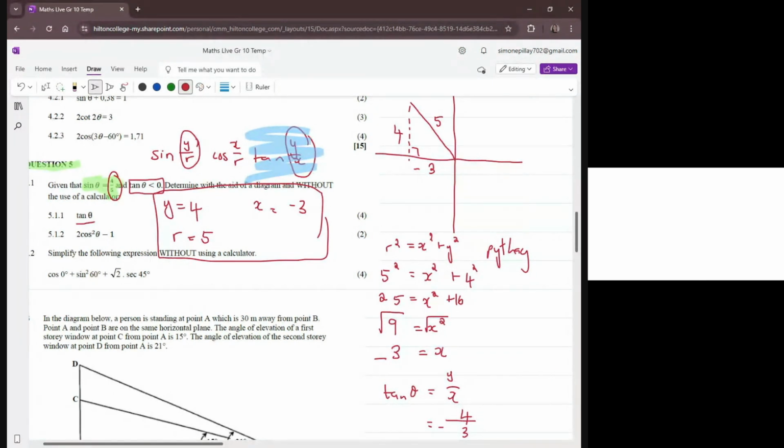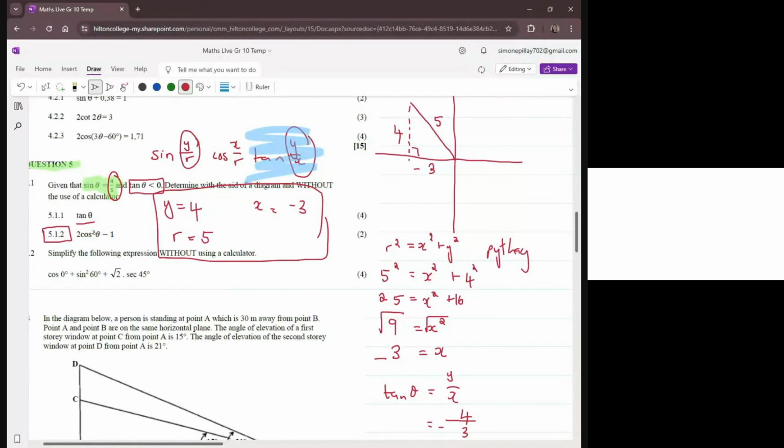Great. Now, I'm not going to do 5.1.2 with you guys right now, because I'm hoping that you guys already have the principle down. You're literally going to write 2 cos squared theta minus 1. You're going to substitute in the values of cos, which is x over r. It's going to be squared. You're going to calculate what that's going to give you, essentially.